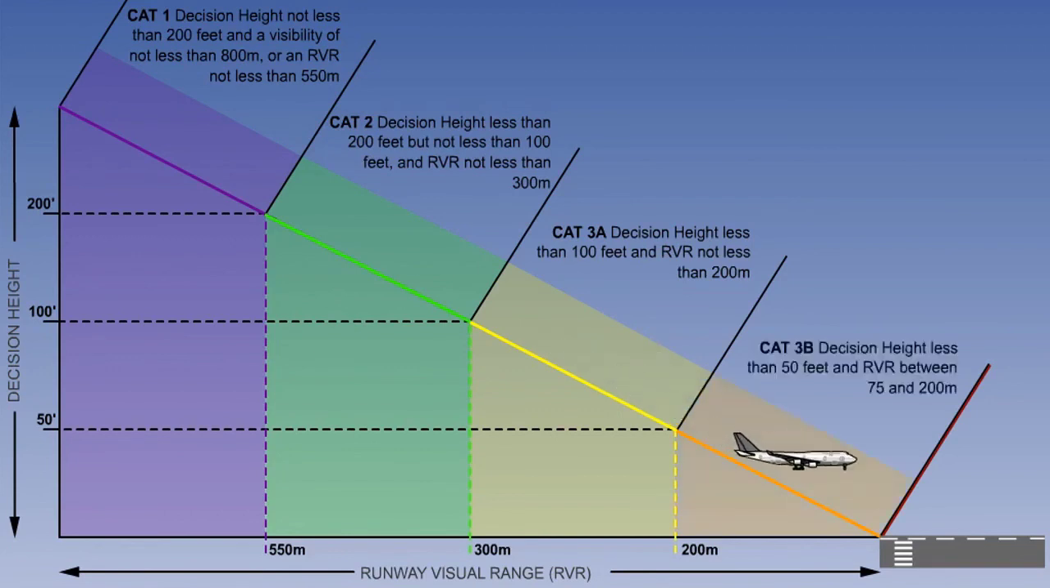Category 3B is defined as a precision instrument approach and landing with a decision height, if any, lower than 50 feet, and a runway visual range between 75 and 200 meters. Category 3C is defined as to and along the surface of the runway and taxiways without external visual reference.